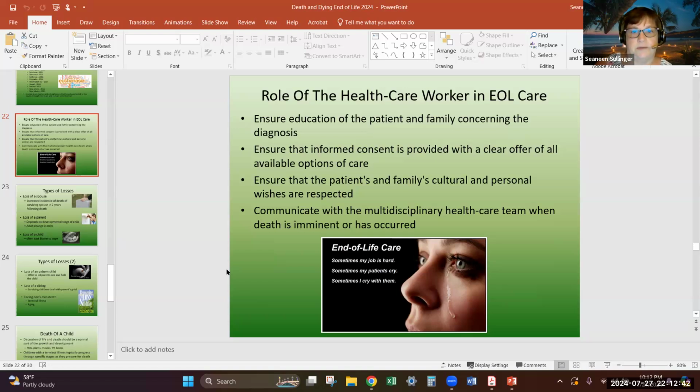So our job is to make sure the family knows what's going on, make sure all the paperwork, informed consent, all those things are clear and signed, that we know what the cultural and personal wishes are and that those are respected, and then make sure that everybody on the team knows about all those things. If it's in a code situation, an emergent situation, we may not know all those things, so we can only do the best that we can. And then as soon as somebody knows or has that healthcare proxy, we can ask them and then follow the wishes as best that we can.